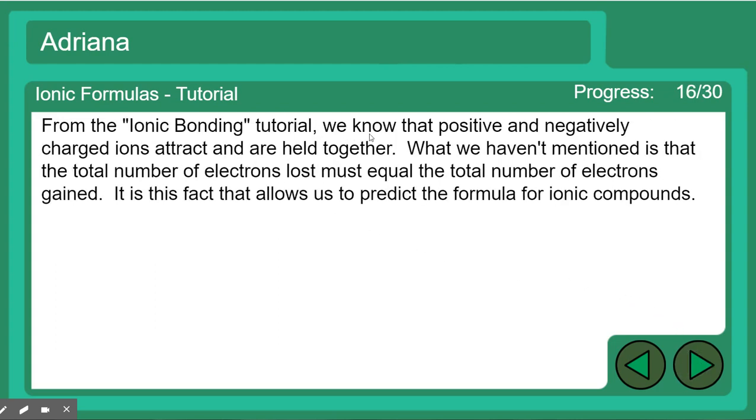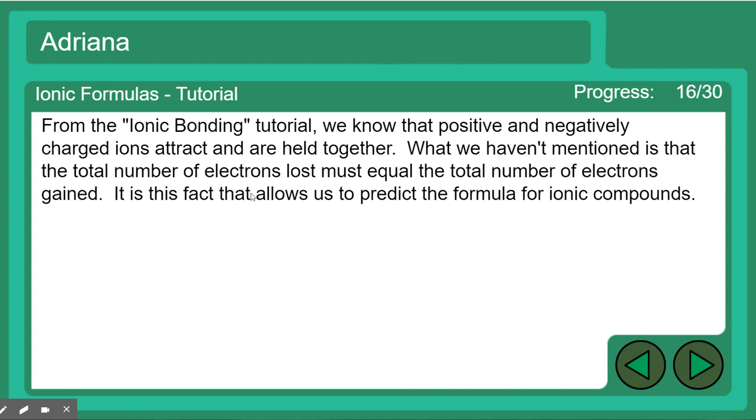From the ionic bonding tutorial, we know that positively and negatively charged ions attract and are held together. But what we're going to look at right now is that the total number of electrons lost must equal the number of electrons gained. Let me just say that again. However many electrons one of the atoms lost has got to be gained somewhere else. Those electrons are not just going to fly out into space. The reason that it lost those electrons is because some other element gained that same number of electrons.